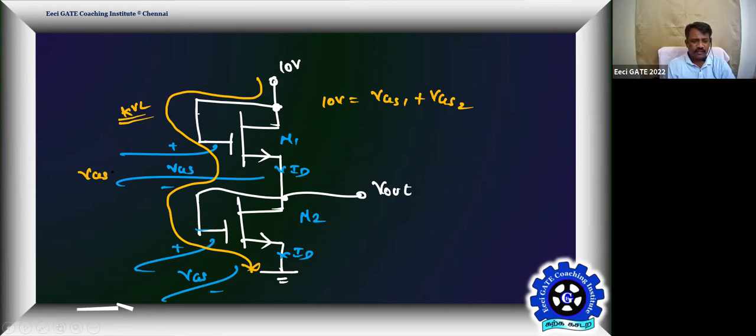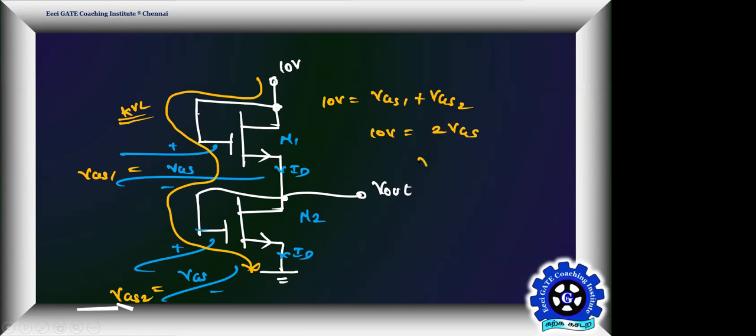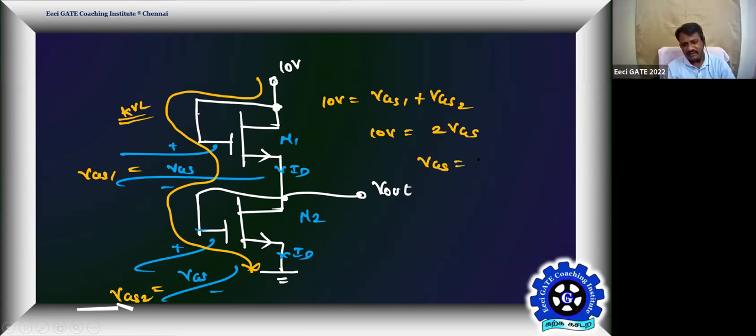This is VGS1. That is equal to what? VGS. This is VGS2. That is equal to what? Also VGS. Then 10 volt is equal to what? 2 times VGS. Then what is VGS? That's how simple the problem is now. How much potential VGS? 5 volt.